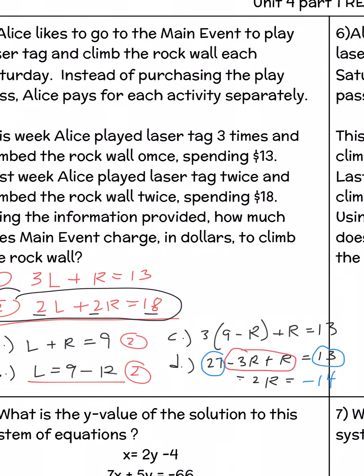So if I divide each side by negative 2, there's a negative 2, right? If I divide each side by negative 2, I'm going to write it up here. I'm really sorry. In part E, if I solve this, R is equal to negative 14 divided by negative 2. That gives me positive 7. So the rock wall climbing price is $7.